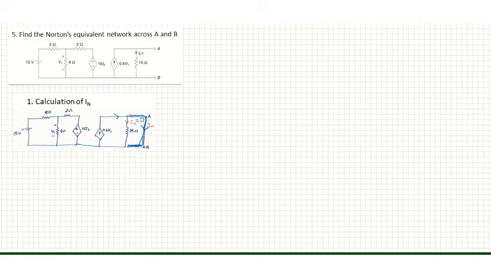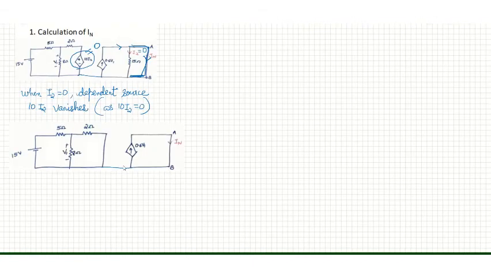Then we have a dependent source 10 I2. As I2 is equal to 0, this will also be equal to 0. So the circuit will be like this. This source is removed. 10 I2 is equal to 0, so the voltage source is short circuited. The dependent source magnitude is 0 because I2 is 0. So this source vanishes and the circuit will be like this.